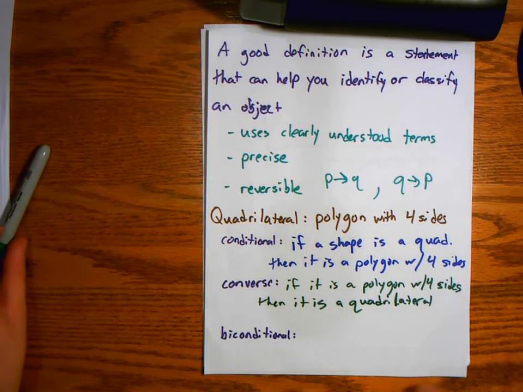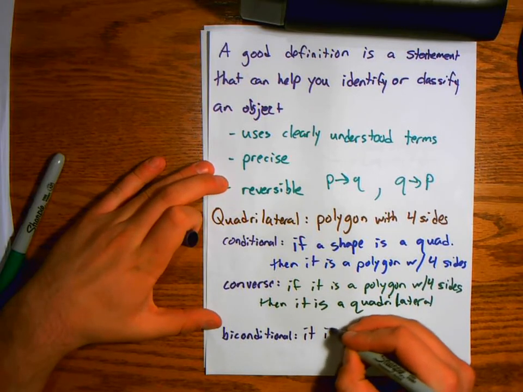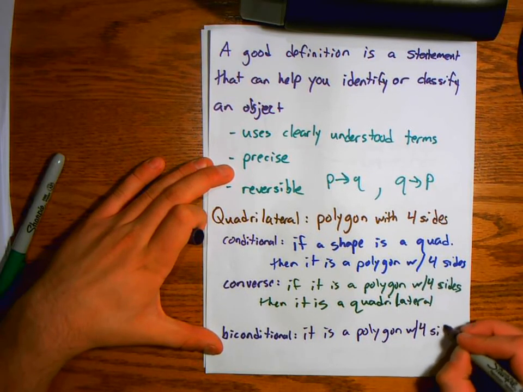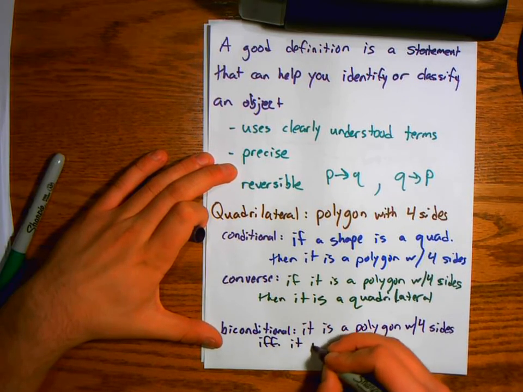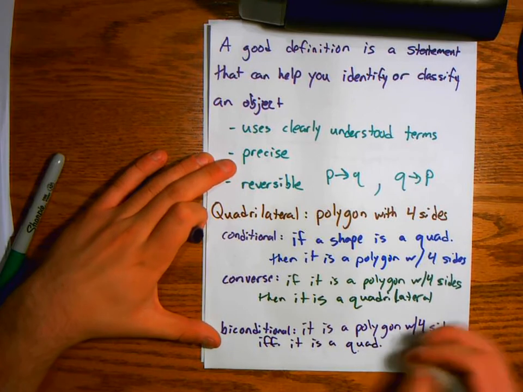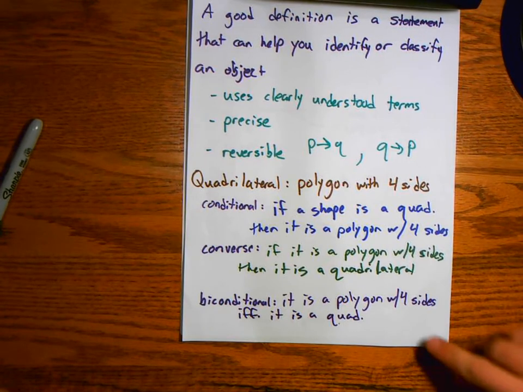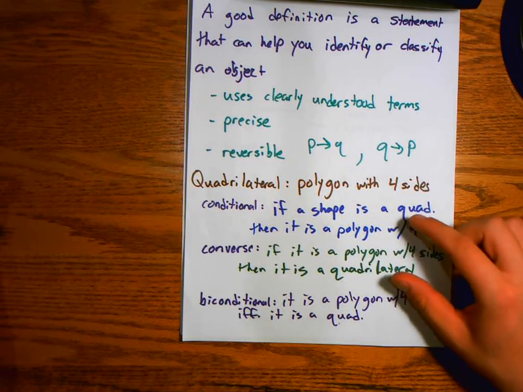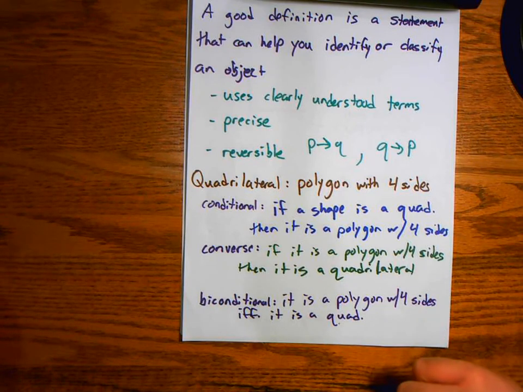So the biconditional statement is taking the converse, taking out our if and thens, and then plugging in an if and only if expression. So: it is a polygon with 4 sides if and only if it is a quadrilateral. Okay, so this is how you find a biconditional statement based on the definition using the conditional statement and the converse. Once you've found that the conditional and converse both hold the truth value, then you can rewrite the definition into a biconditional statement. Okay, thank you.